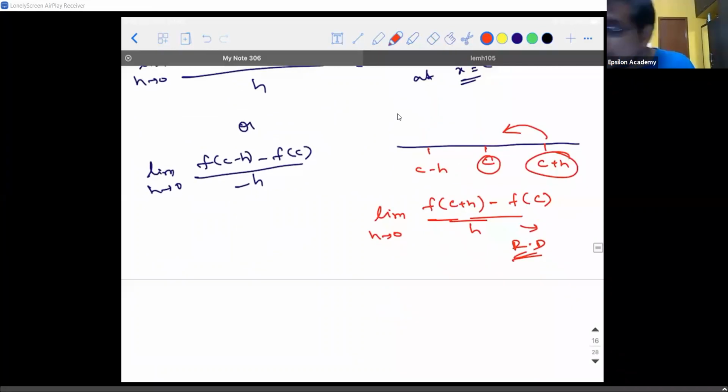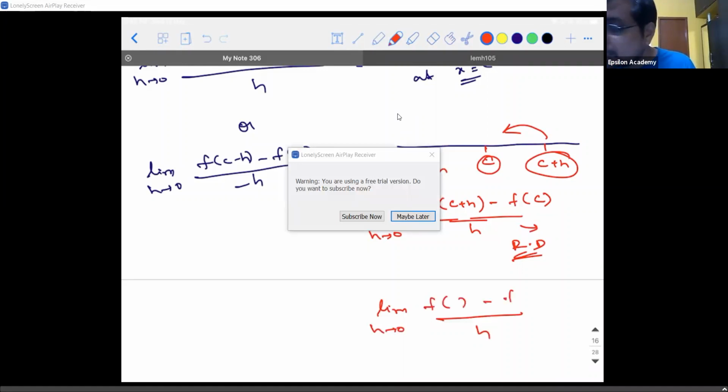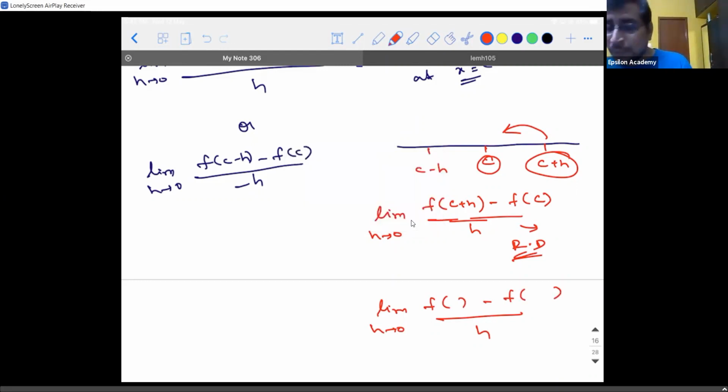Correct. Similarly, limit h tends to 0, divided by h, f of something minus f of something. What did I say? The one before the minus should be the right side value, so c, and here the left side value is c minus h. This is what is called the left derivative. That is how you remember it. You need not memorize it actually.